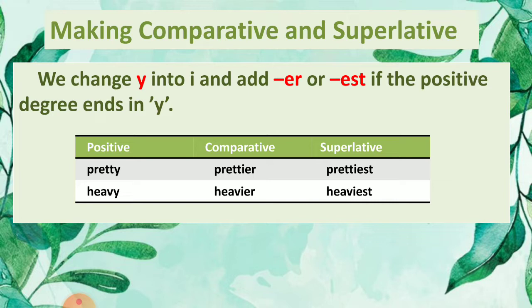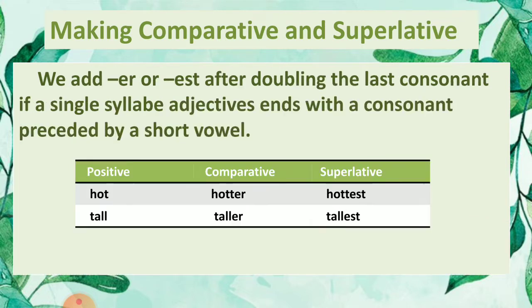So in this example I have replaced the Y with I and I have added ER for comparative and EST for superlative. Got it? Heavy, heavier, heaviest. Now we add ER or EST after doubling the last consonant if a single syllable adjective ends with a consonant preceded by a short vowel, right? That means the positive degree ends with a consonant, but it is preceded by a short vowel.